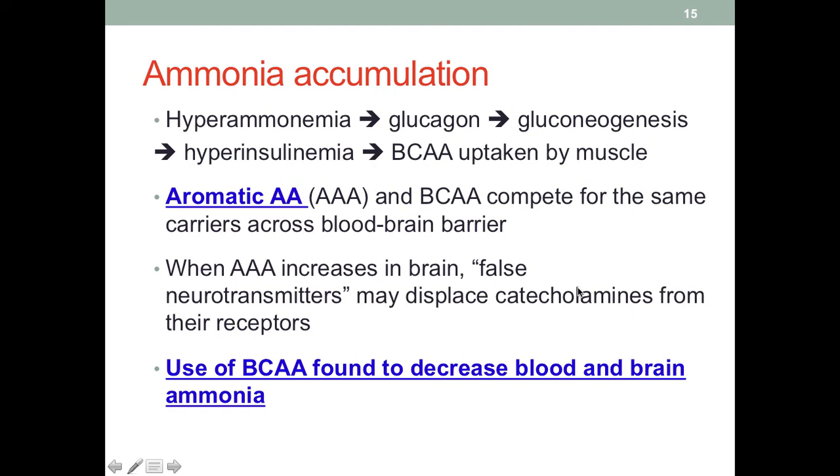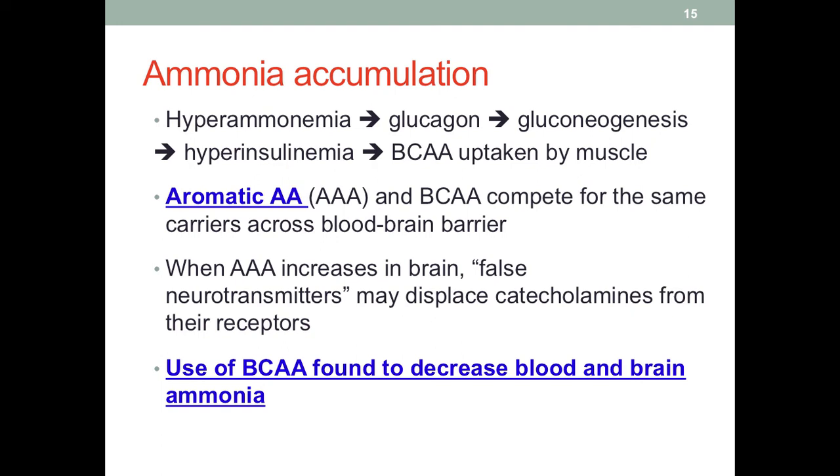It is believed that high ammonia in the blood can stimulate glucagon, the pancreatic hormone, to release, which stimulates gluconeogenesis, and this leads to hyperinsulinemia because the surge in blood glucose leads to high insulin levels. When insulin levels in the blood are high, it will trigger more than just glycogen synthesis, as you know. One of the things that high insulin levels stimulates is the uptake of branched-chain amino acids by the skeletal muscle.